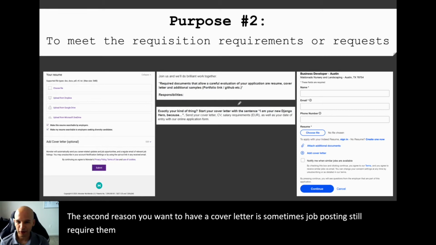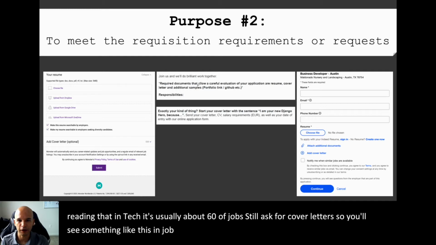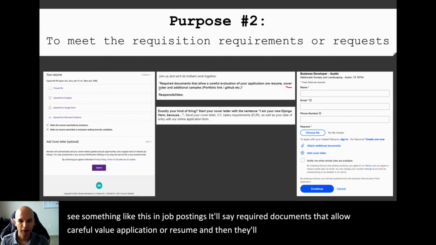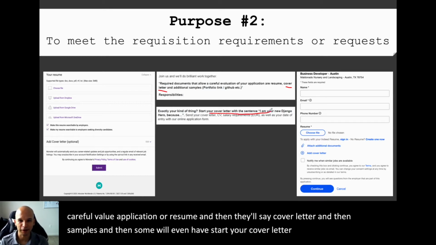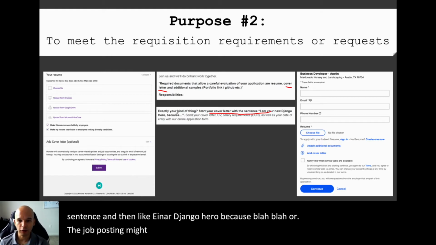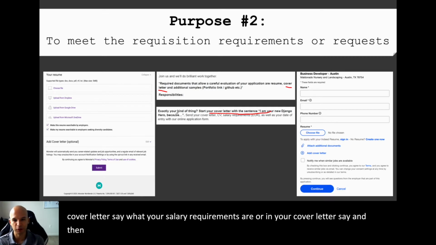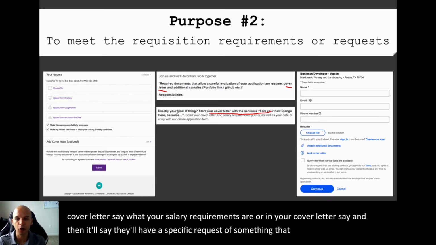Now, the number varies from industry to industry. I remember reading that in tech, it's usually about 60% of jobs still ask for cover letters. So you'll see something like this in job postings. It'll say something like required documents that allow a careful evaluation: application or resume, and then they'll say cover letter, and then samples. And then some will even have: start your cover letter with the sentence, and then something like, I'm your Django hero because blah, blah. Or the job posting might say something like, when you submit your resume, in your cover letter, say what your salary requirements are. Or they'll have a specific request of something that they want to know in the cover letter.